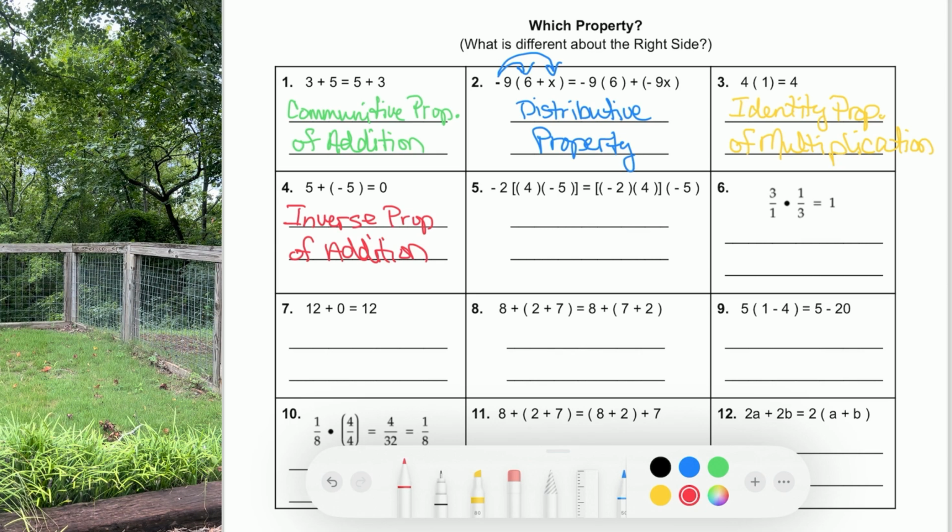Number 5, I have -2, and then I have in brackets 4 times -5. On the other side, I have -2 and 4 in the brackets and -5 outside. So basically, we have a roommate change here. The 4 and the -5 were roommates, but now it's -2 and 4. So the property that deals with that is going to be the associative property of multiplication.